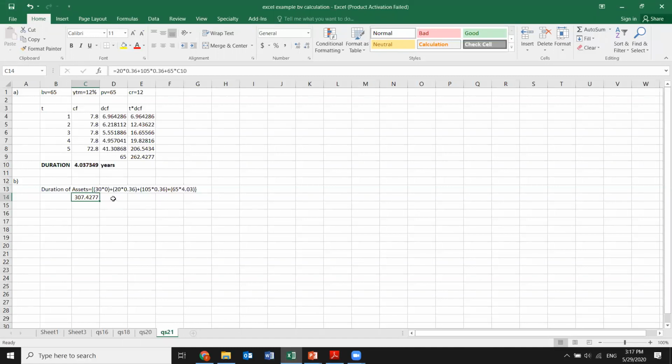And this is not the end, okay? This is not the end. If we are taking the duration, then we need to divide by the value of the total assets as we do in the normal case here, okay? This is what we get now. We need to divide by the value of the assets. So the duration of assets is this value divided by total assets, which is 220. So this means that we have a duration of assets of 1.39 years.